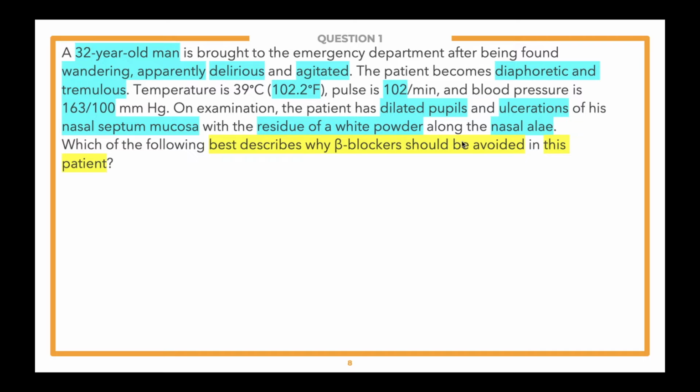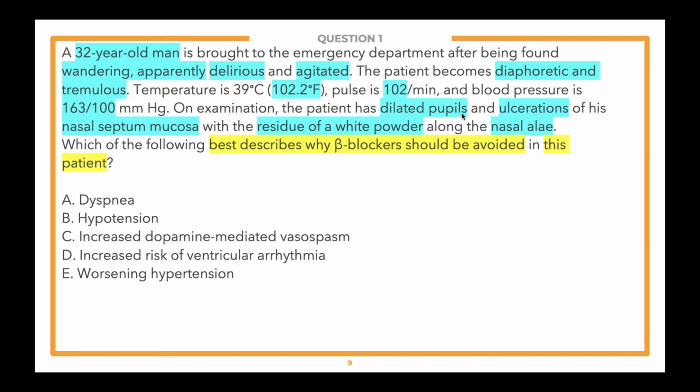So now they're asking us why beta blockers should be avoided in this patient, but also what best describes that reason why. Okay, so I think we've got a couple steps. One, we've got to figure out what's going on with this patient, what's the overall condition, situation, and then two, why in that situation would you want to avoid beta blockers? Now, of the answer choices, we may need to pick one that best describes that reason. Okay, but I think we have a nice two-step question here.